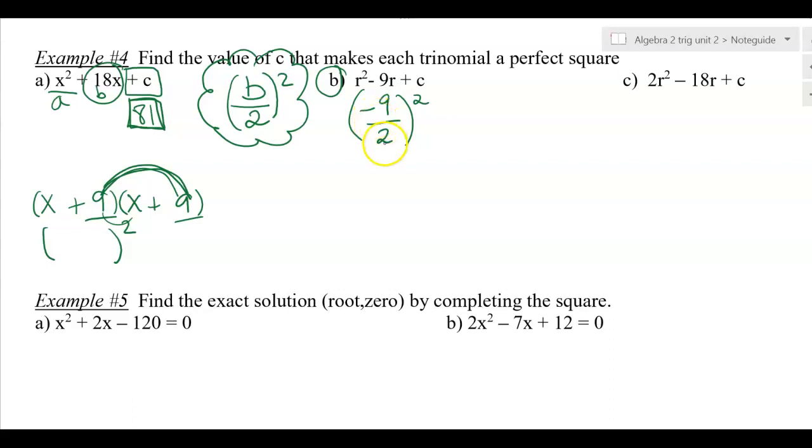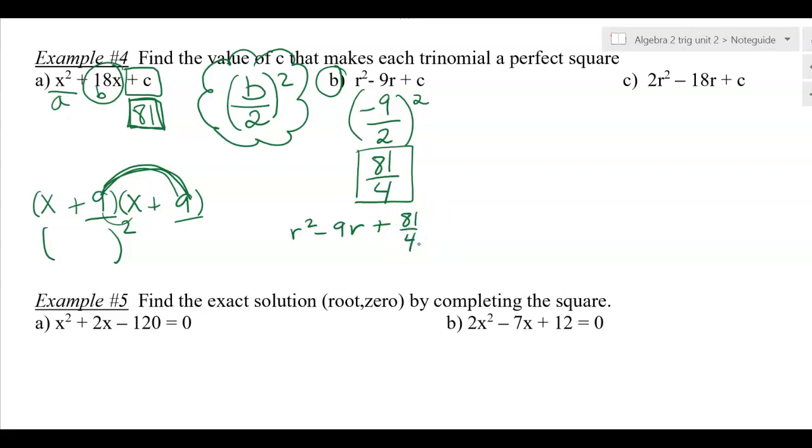So -9 over 2 squared is 81 over 4. So you might not like the way that looks. And if you're like, I don't even get it, Miss Dahl, how did this make a perfect square? Think about it. Now, our answer to this problem is 81 over 4. We're done. But we need to build some connections. So you just figured out this c was 81 over 4.